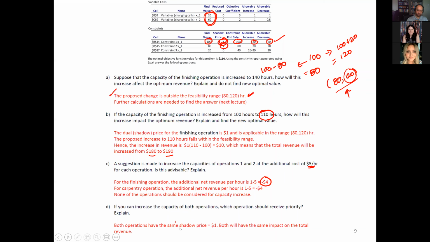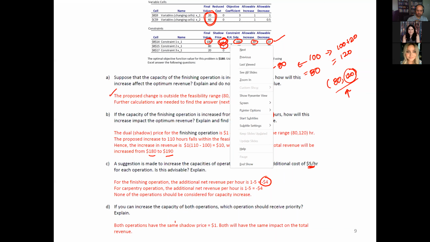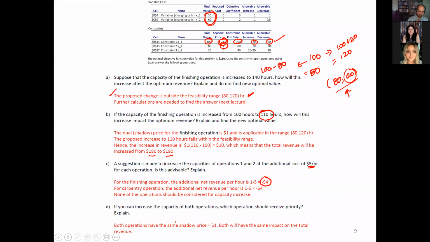If for some case you have one that is bigger than others, if you look at the shadow price, let's say for the second operation, let's say that instead of 1, this was 2, then you know that you are going to make more money by increasing the time of operation 2. So in that case, it will be better for you to go for the second operation, but that's not the case in this problem.